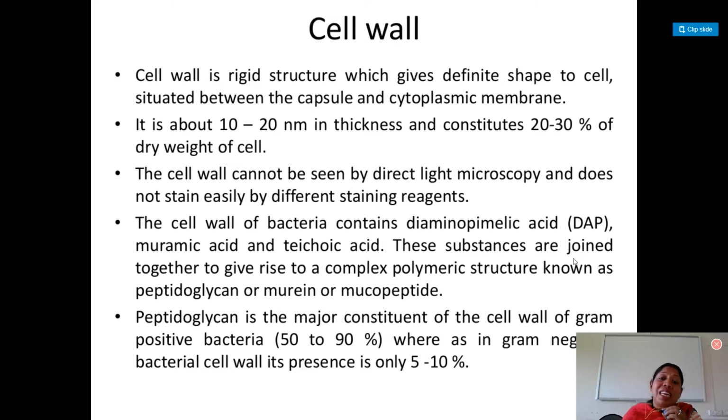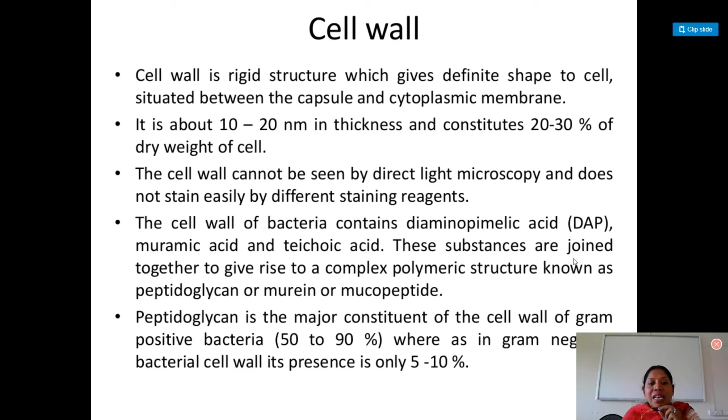The cell wall of bacteria contains diaminopimelic acid, which we call DAP, and muramic acid and teichoic acid. Now, if these substances are joined together, it gives rise to a complex polymeric structure which we call peptidoglycan, or murein, or mucopeptide. So the group of substances DAP, muramic acid and teichoic acid forms a peptidoglycan.